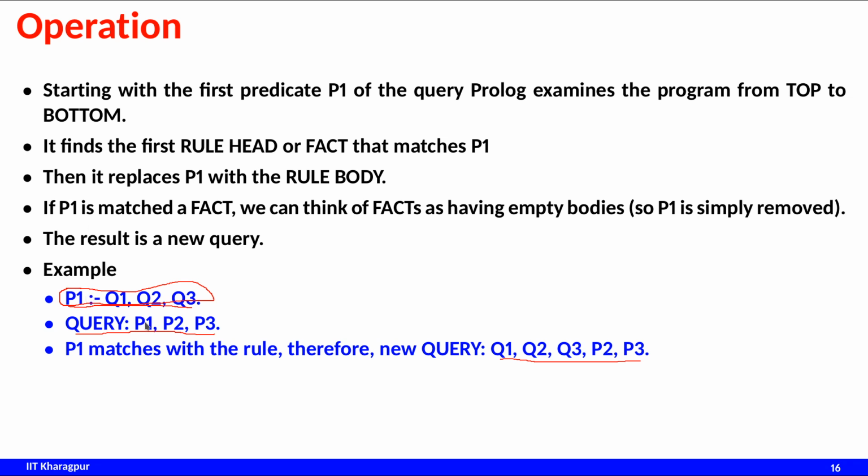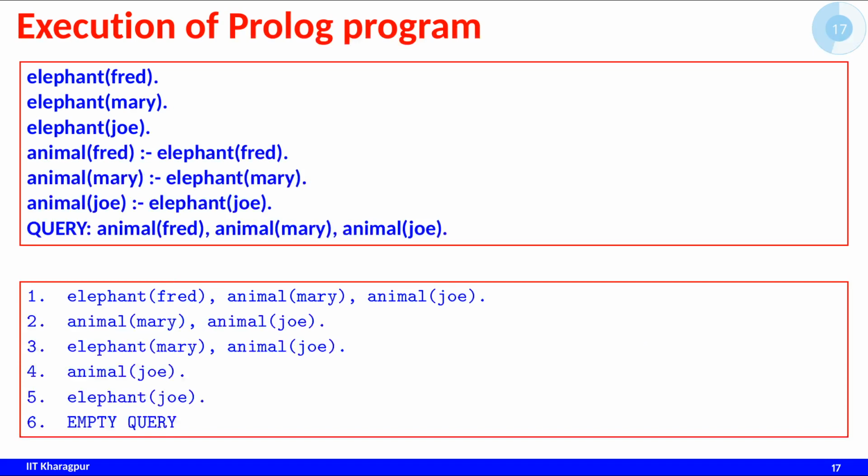So this is when p1 matches with a rule. If p1 is matched to a fact, then we can think of the fact as having an empty body, because it has nothing, so it is a ground truth and it is true, so we can actually remove it. So if p1 is a basic ground truth, then effectively my new query will be p2 and p3, because there will be nothing to replace here. We will see this with a concrete example.